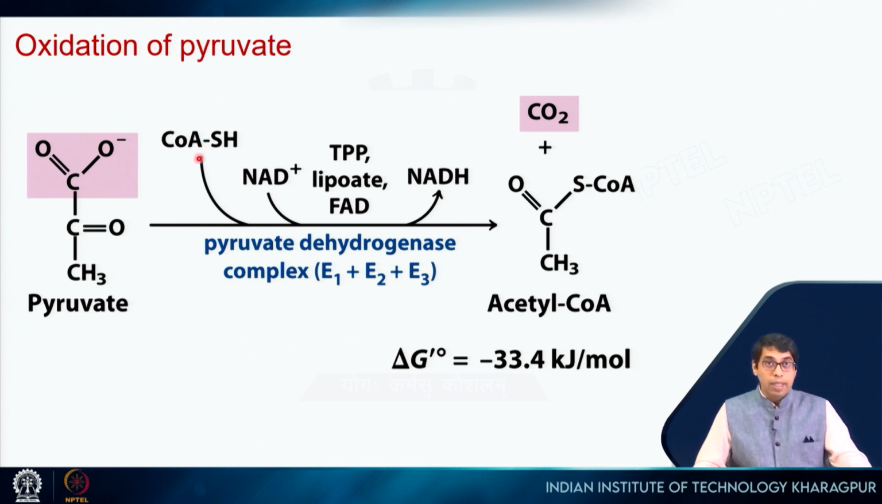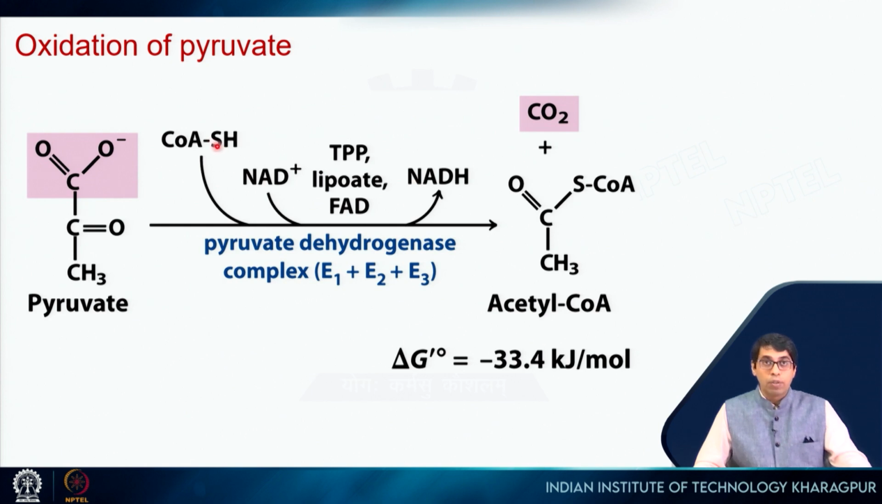This is the coenzyme A. So, when it takes up the acetyl group, it becomes acetyl coenzyme A. So, that is the coenzyme A and this is the acetyl group, right. Now, pyruvate dehydrogenase is the enzyme complex which catalyzes this reaction, and it consists of 3 different enzymes termed as E1, E2 and E3. And these 3 enzymes, they use all these different cofactors.